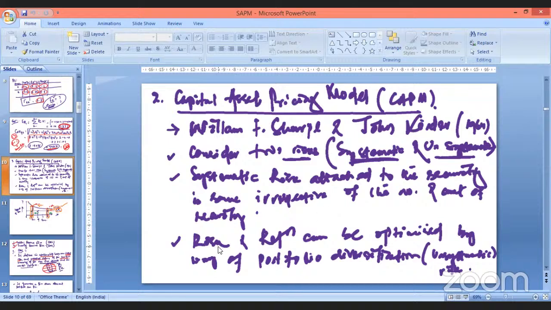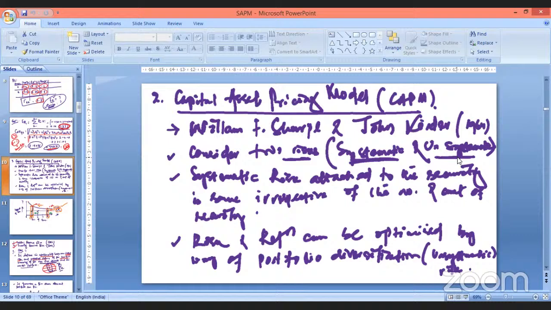So how can we optimize risk and return? Optimization of risk and return means minimization of risk and maximization of return. Then only you can say there is optimization of risk and return. Risk and return can be optimized by way of portfolio diversification. Portfolio diversification means what? Please remember, by way of managing unsystematic risk, because systematic risk is not in our control. This is purely driven by the macro factors.